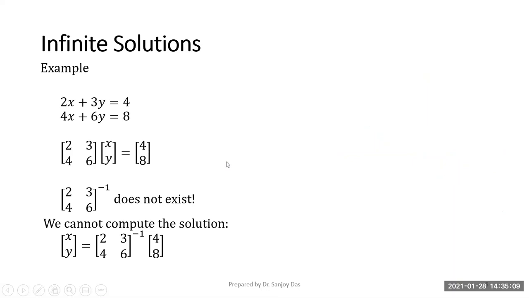Now let's take up this case. 2x plus 3y equals 4. Our first equation is the same as before. And the second equation is 4x plus 6y equals 8. What are the values of x and y? So we express these two expressions in vector matrix form, and we already know that this matrix 2, 3, 4, 6 does not have an inverse. Therefore, we cannot compute the solution. And in fact, there are infinite solutions that satisfy these two equations.